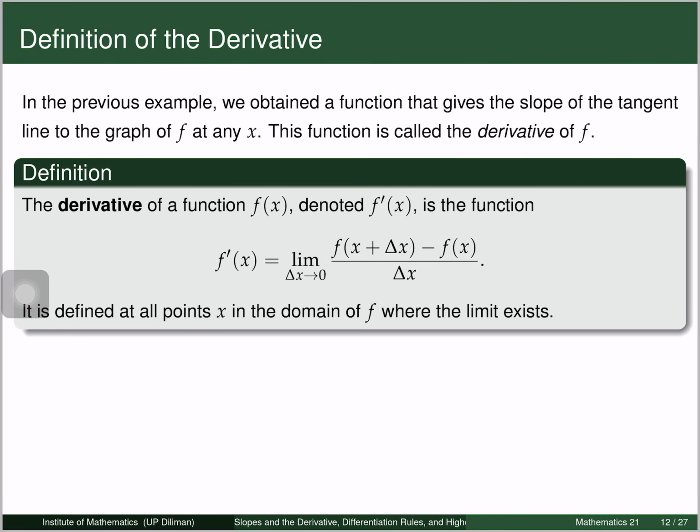We now give the formal definition of the derivative of a function f of x as follows. As we discussed earlier, the derivative is the limit of the slope of the secant lines: f of x plus delta x minus f of x over delta x. This function, which we denote by f prime of x, is defined at all points in the domain of f where the limit exists.